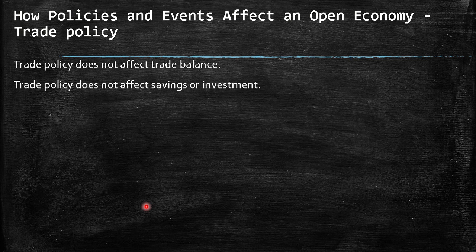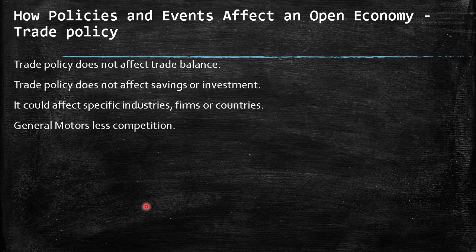this does not affect saving or investment. And then maybe, as should be normal, it could affect some specific industries, firms, or even some countries outside, but in general there should be no changes in the trade balance from trade policy. For example, if we are making an import limit for automakers, something like that, so we are going to limit the quantity that the Japanese can put into the American economy. Then basically General Motors will have less competition.